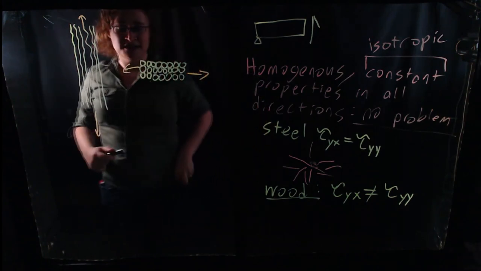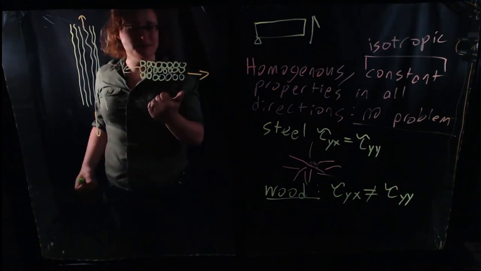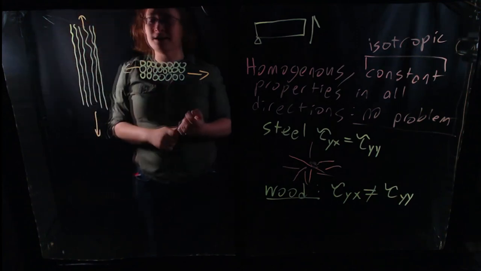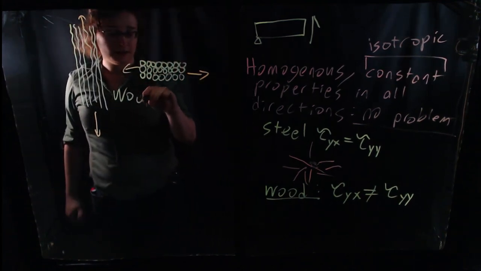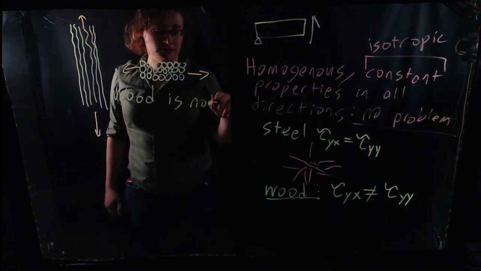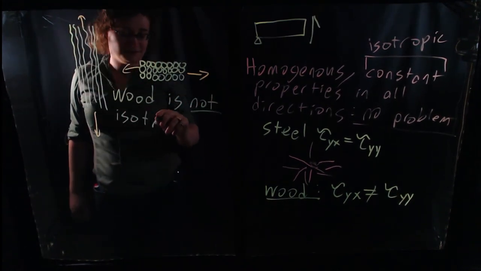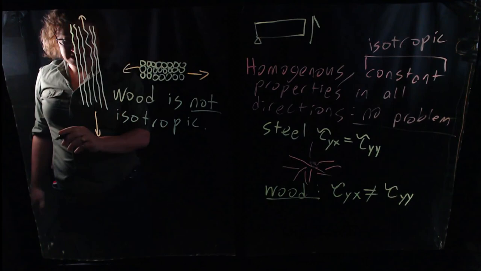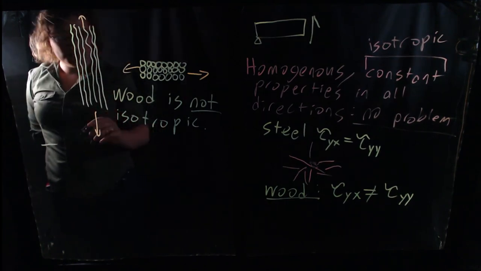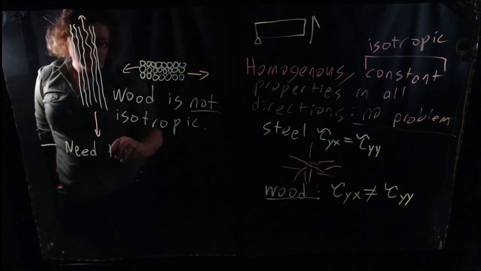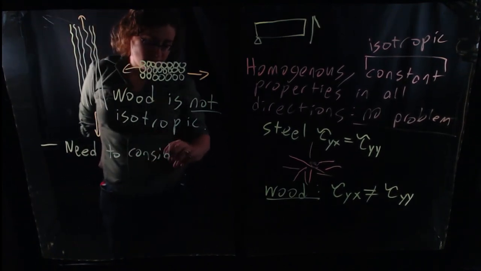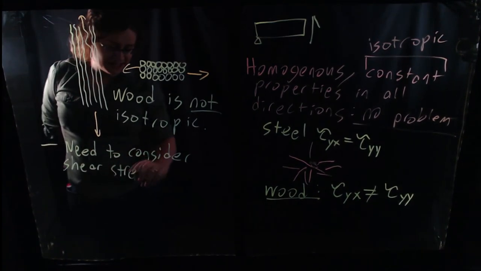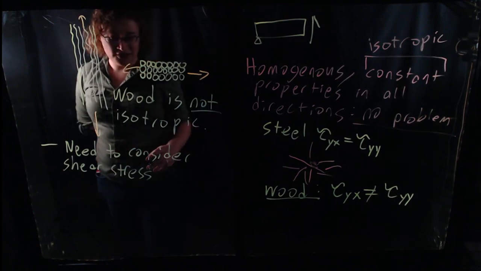And so because of this difference in behavior, where in some directions you're trying to separate the straws and in some directions you're trying to actually rip them apart, wood is not isotropic. Wood is not isotropic. And so because of this, in design, you need to consider shear stress in both directions. And in the context of wood, we refer to this as parallel and perpendicular to grain.